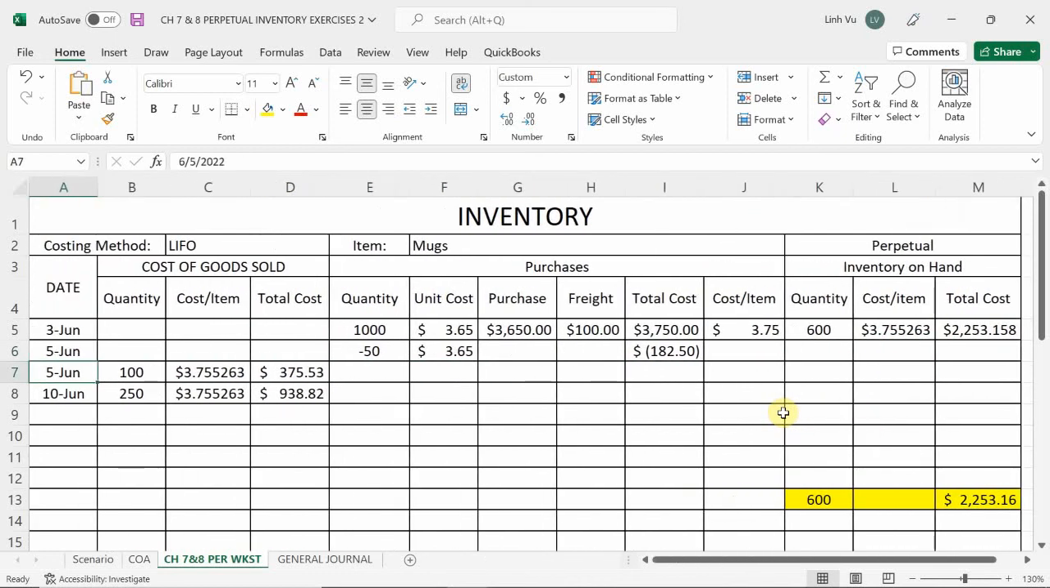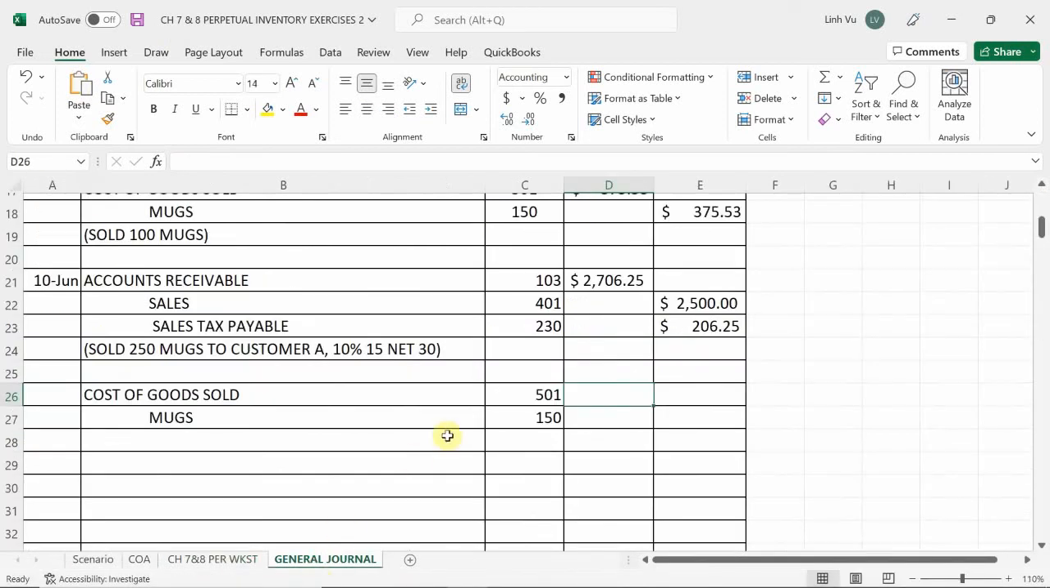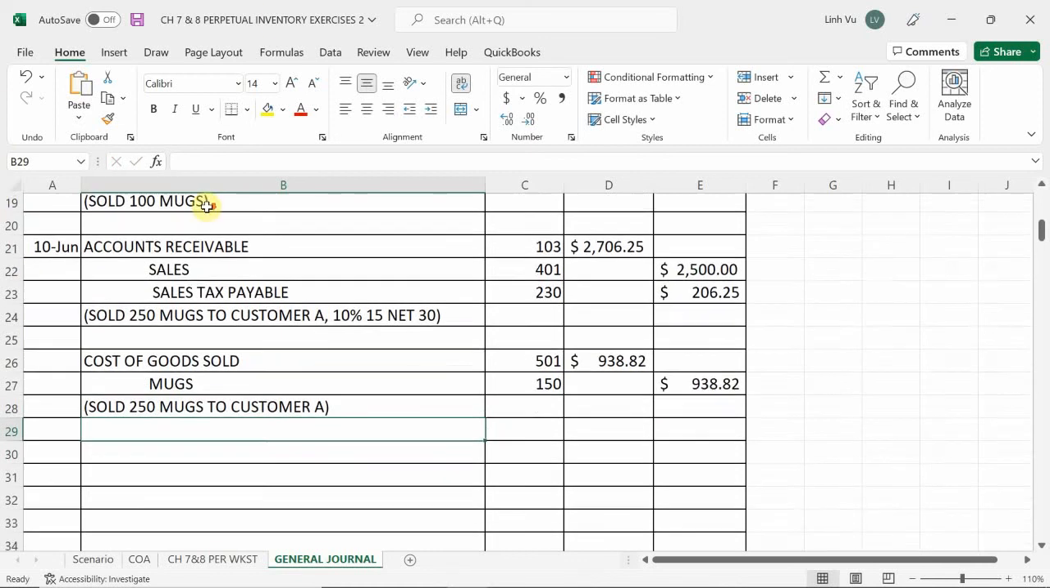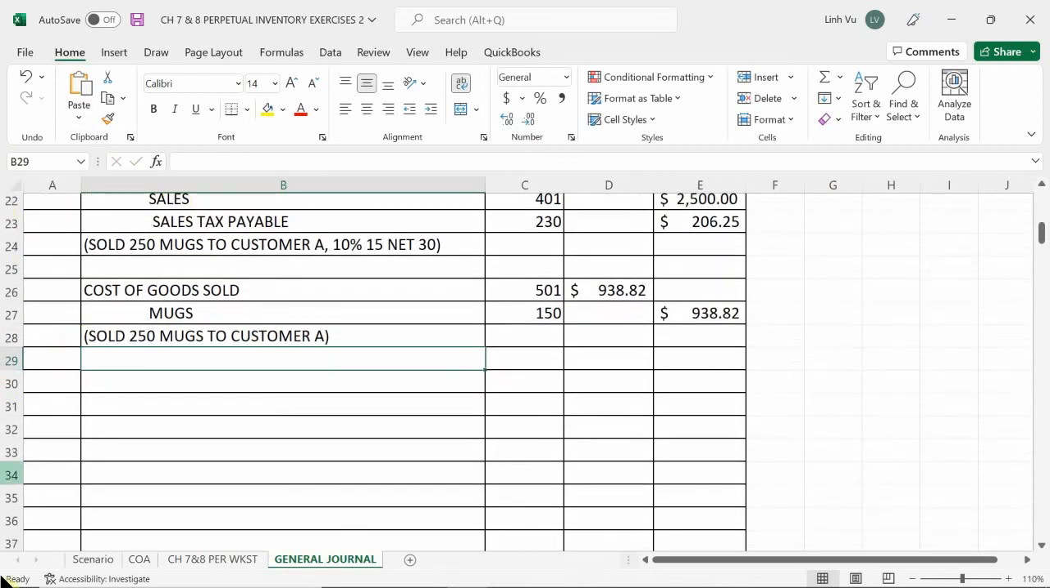All right, so it cost me $938.82. Right? And I'm going to go ahead and make sure I write here sold 250 mugs to customer A. Okay. So let's see what happened next.